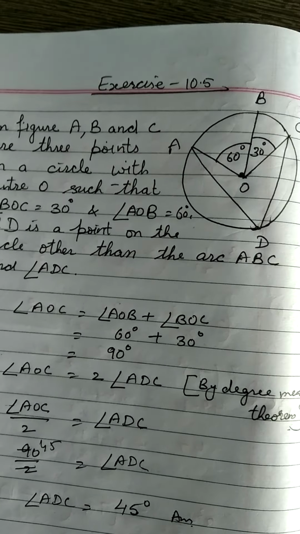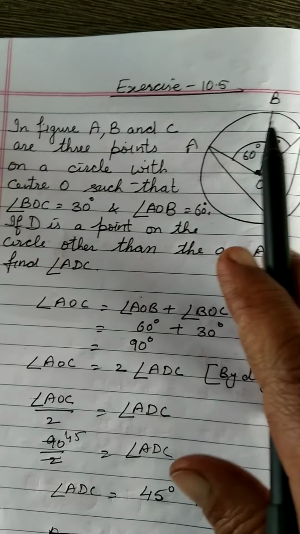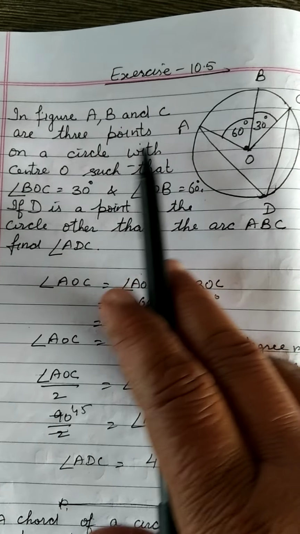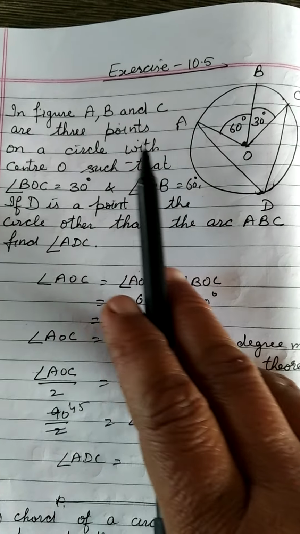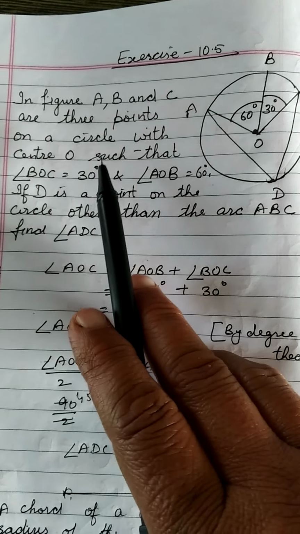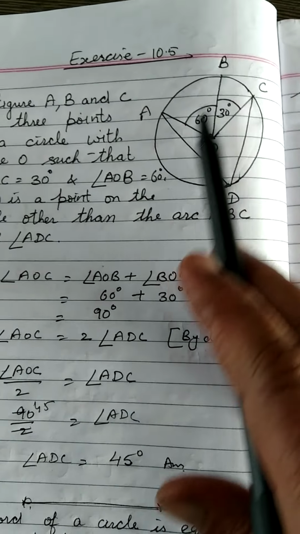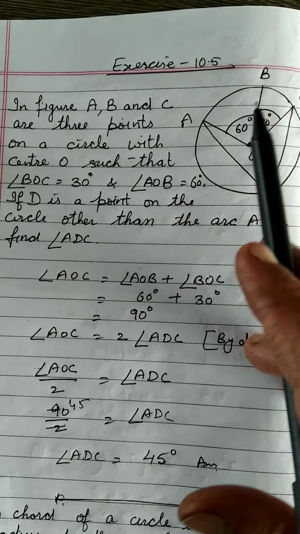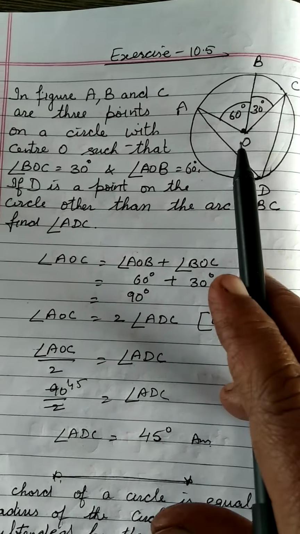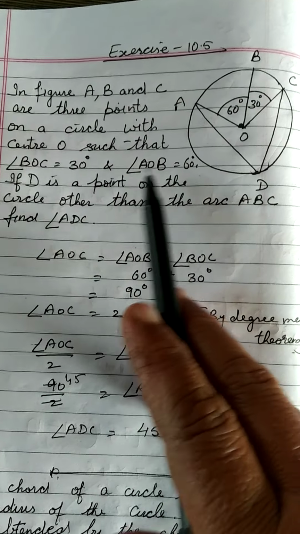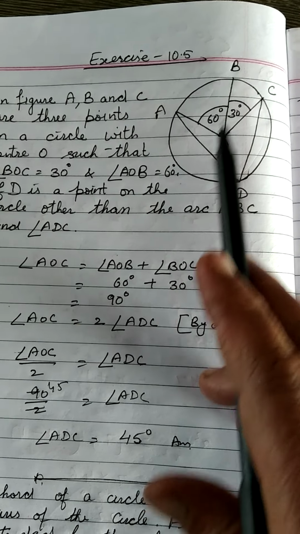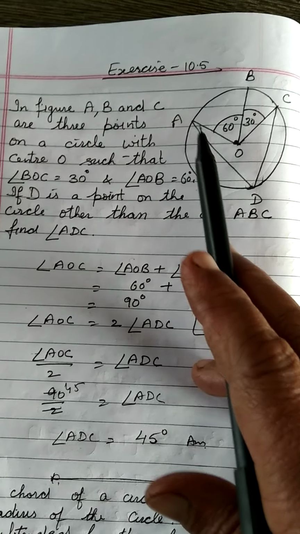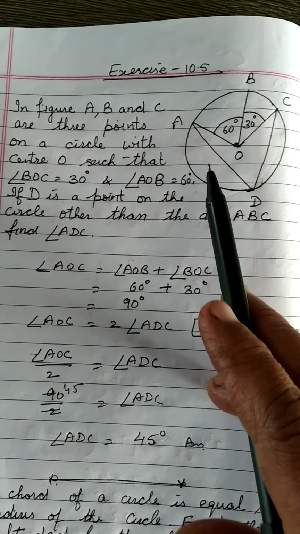Dear students, today we are starting exercise 10.5. Question number 1. In figure, A, B, C are 3 points on a circle. Here is the figure given. These A, B, C are 3 points on the circle with center O, such that angle BOC is 30 degrees and angle AOB is 60 degrees.